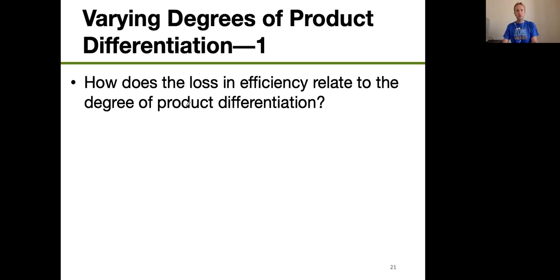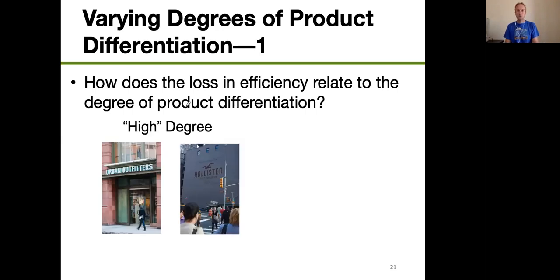All right. So if you think for a second, you can probably imagine that somebody with a high degree of product differentiation is going to be able to demand more for their product, right? If someone like Urban Outfitters or Hollister versus clothes at Walmart, they're able to demand more. You can imagine that that price is much higher over marginal cost. We have a bigger markup issue.